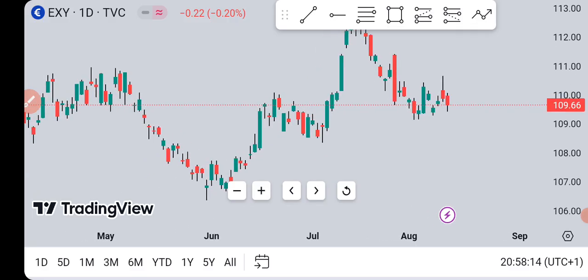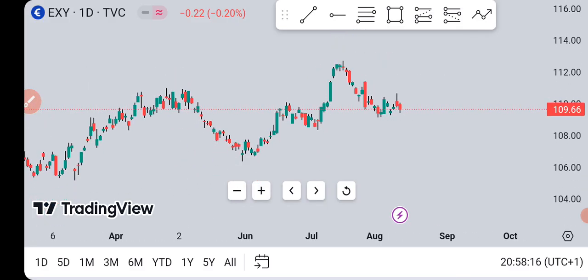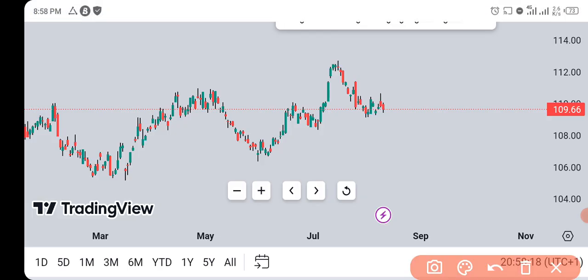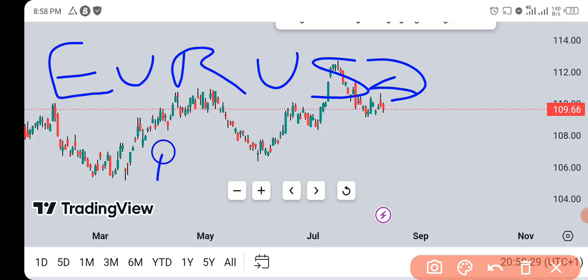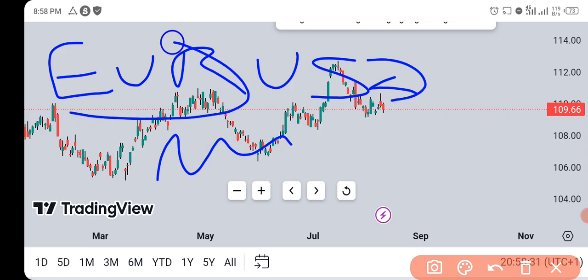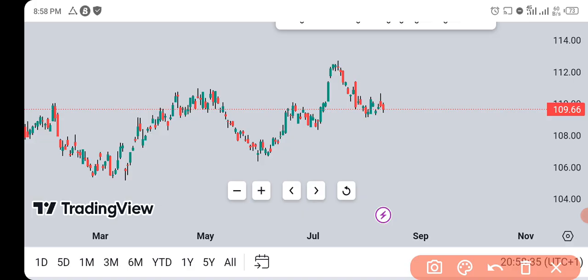So guys, this is the euro index. Now the index, remember, if you are trading EUR/USD, the movement you are seeing is based on euro and dollar combined together. But if you are watching the euro index, you will be seeing only the movement of euro. This thing you are seeing now is the movement of euro.